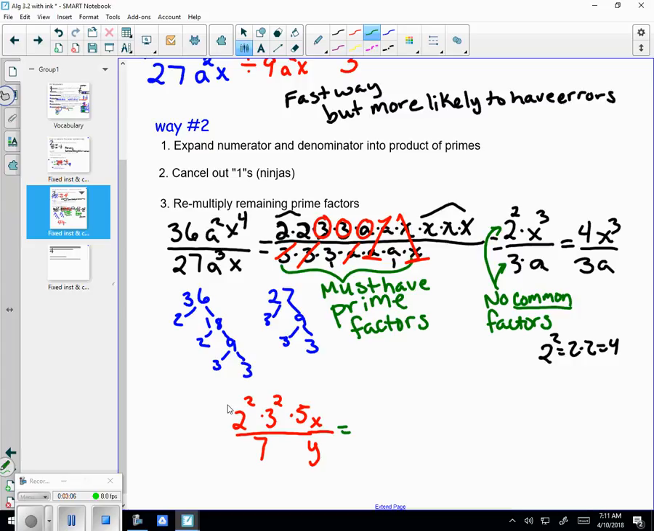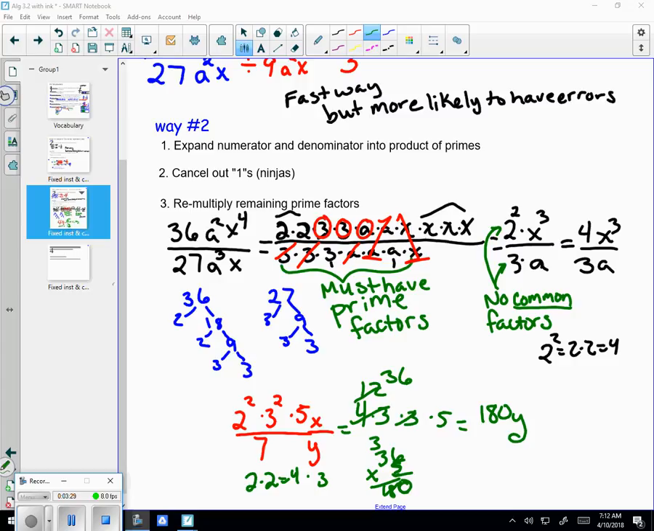2 squared is 4. 3 is our next factor, times 3 is going to be 12. Times 3 is 36, and then we'd still have a times 5 that we'd have to work out. 36 times 5 is 180, so we get 180x over 7y, and we'd be simplified.